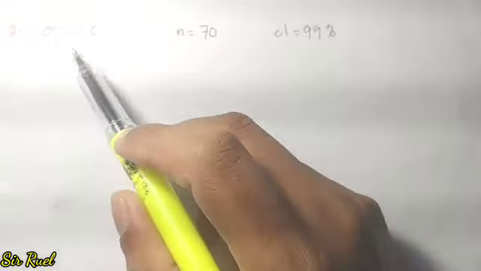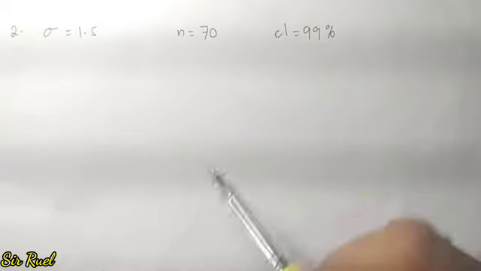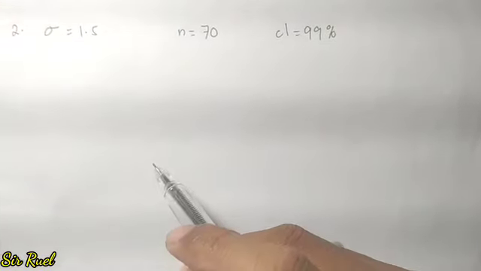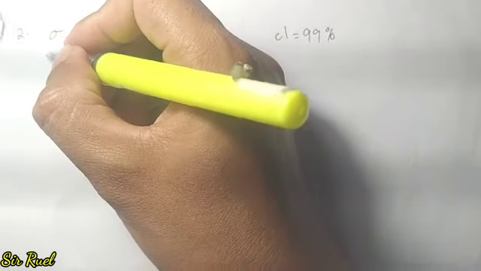Okay, so let's move on to our next example. So, suppose yung standard deviation natin is 1.5, yung n natin is 70, yung confidence level is 99%. Okay, so yung solution natin, ganun pa rin yung process, hindi nagbago.